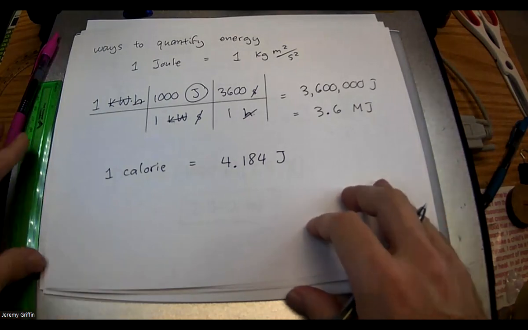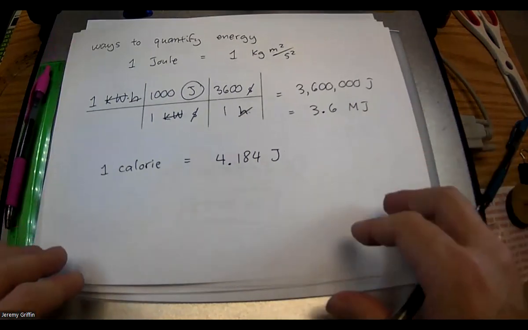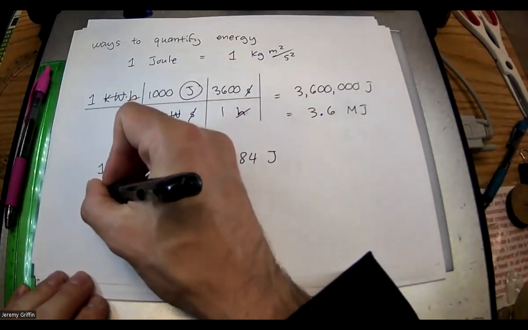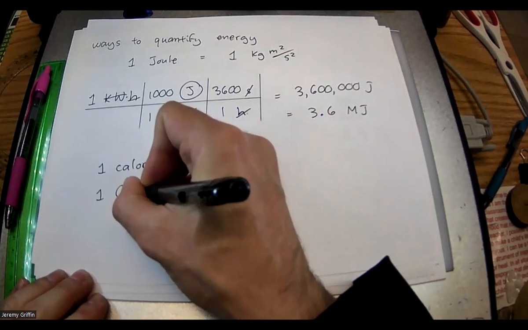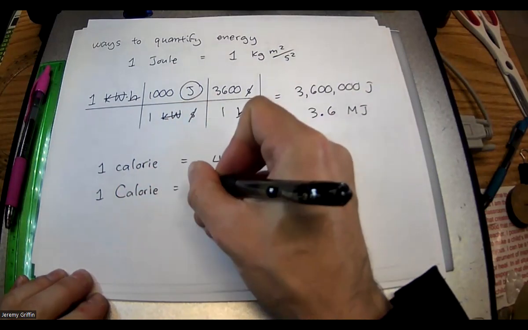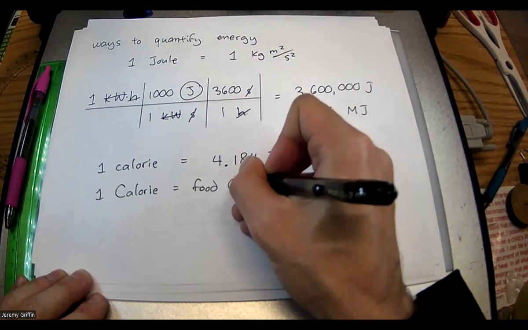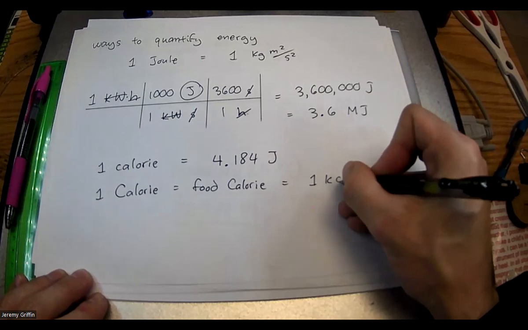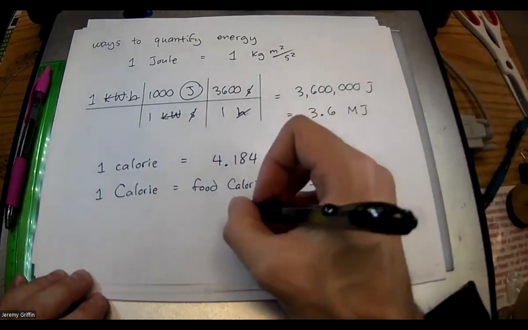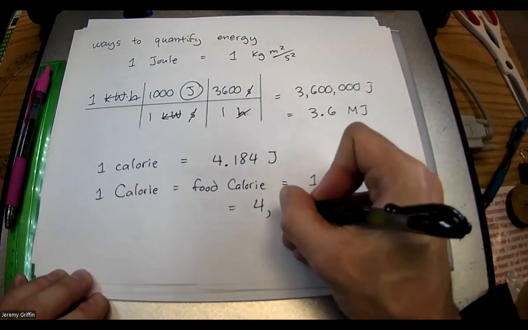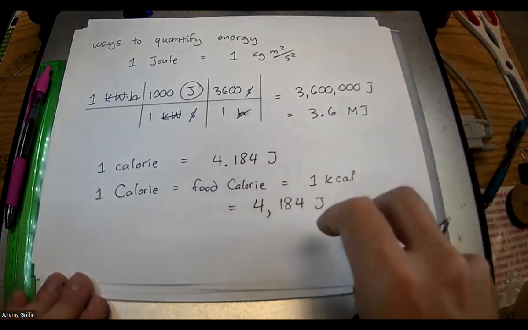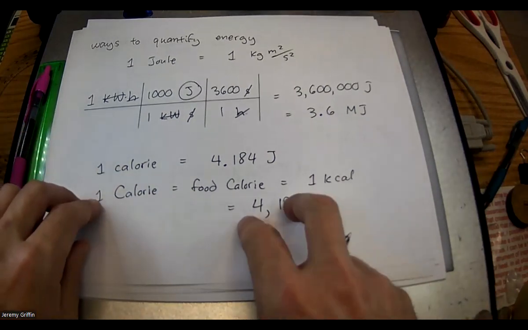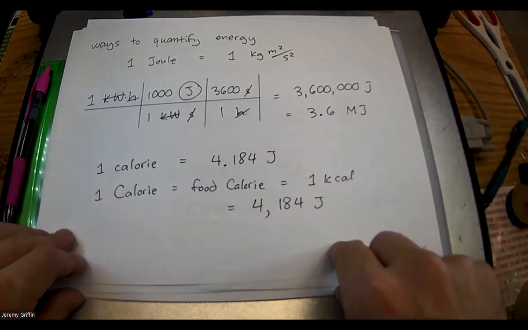But you guys ever look at nutrition labels? You buy something in a box and it says so many calories. That's actually a different calorie than this. That's a food calorie, a capital C calorie, also called 1 kcal, 1,000 little calories. That's equivalent to 4,184 joules. So if you see something on a box from the grocery store that says it's 10 calories, you say, well, that's like 41,000 joules. You guys get that?